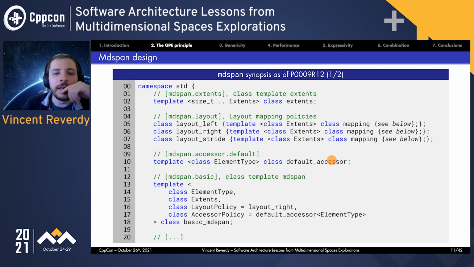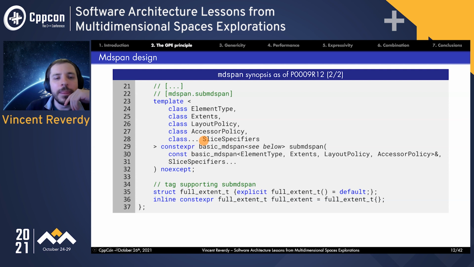Then there is an accessor, which defines how to access each individual element and is just dependent on the element type. As I said before, the basic mdspan relies on the element type, the extent, the layout policy, which is by default set to layout right, and the default accessor policy. With that also comes a subspan, a sub-mdspan, that allows access to a sub-extent of the whole structure.